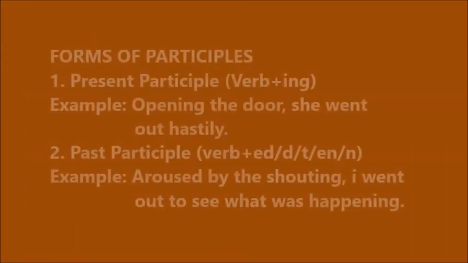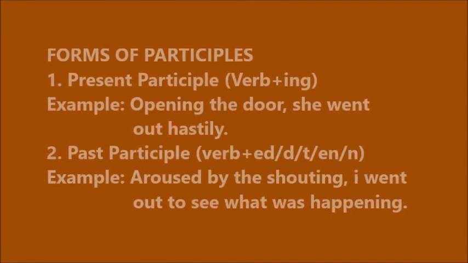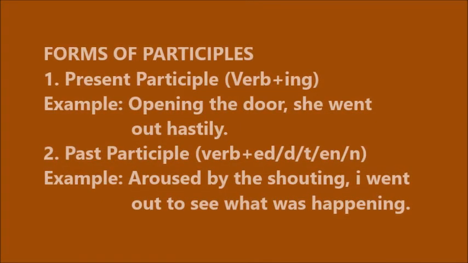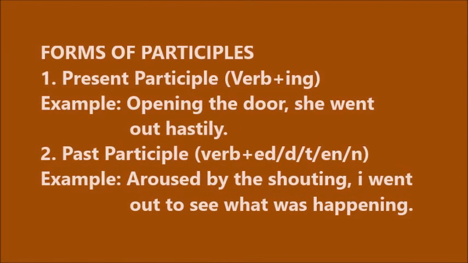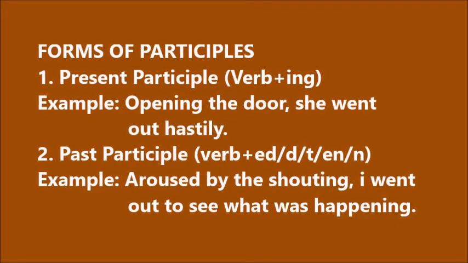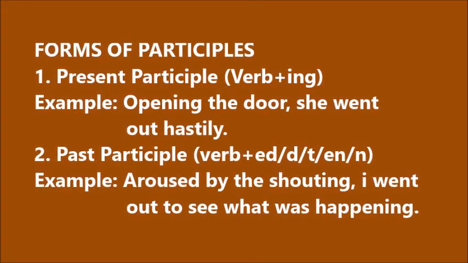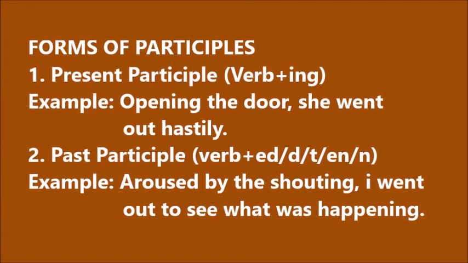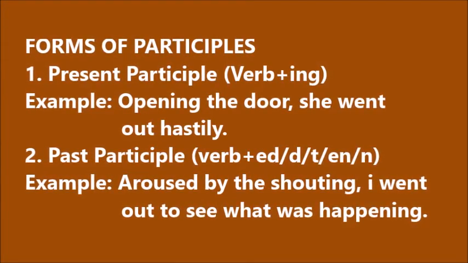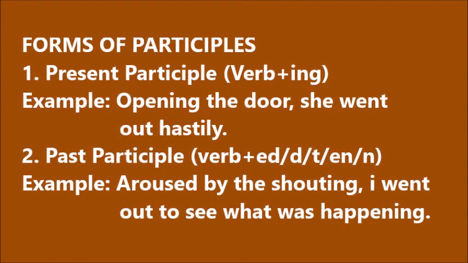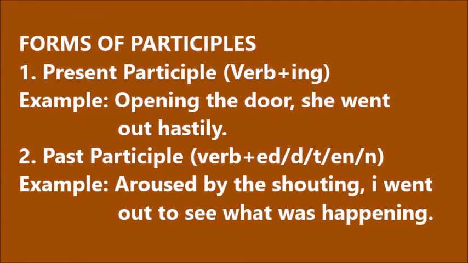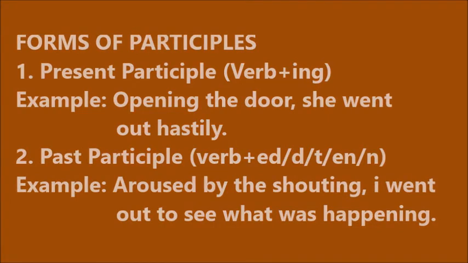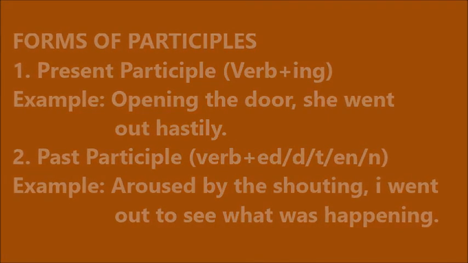Forms of participles. Number 1. Present participle. It carries verb plus ing. For example, opening the door, she went out hastily. Number 2. Past participle. It is a verb with the second form of the verb. For example, aroused by the shouting, I went out to see what was happening.